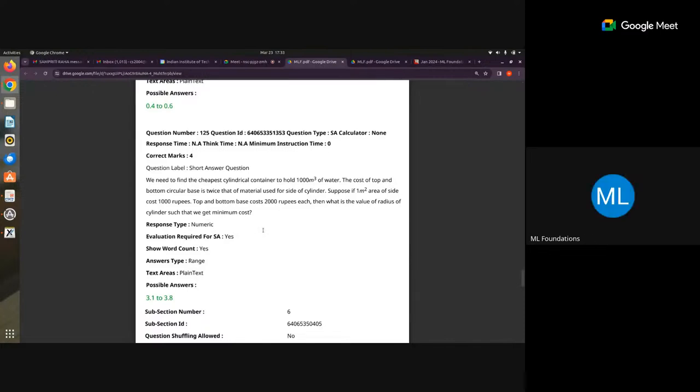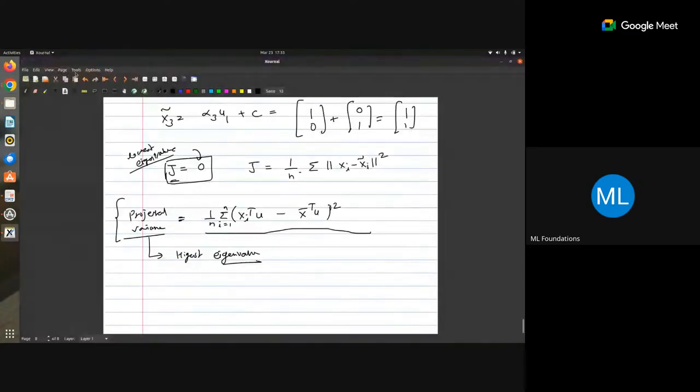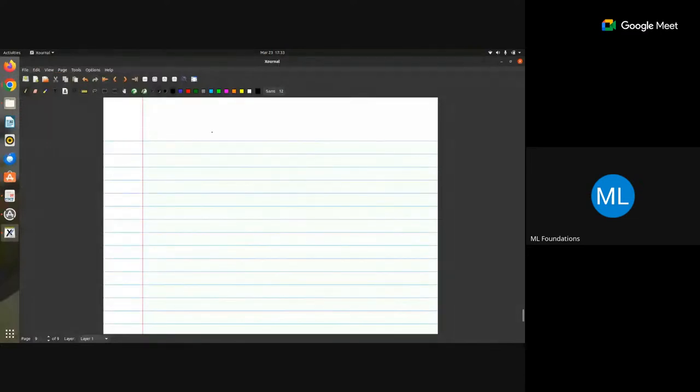See, we know that there is a container which has volume 1000 meter cube. So that is fixed, right? Then the cost of the top and bottom circular base is twice that of the material used for the side. So for this kind of problem, it's better to draw some diagram so that you are able to visualize it.